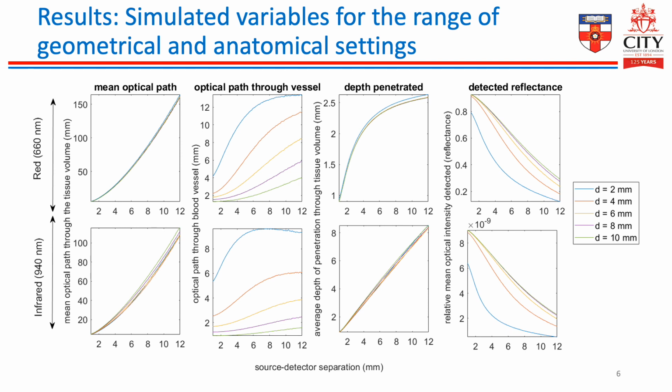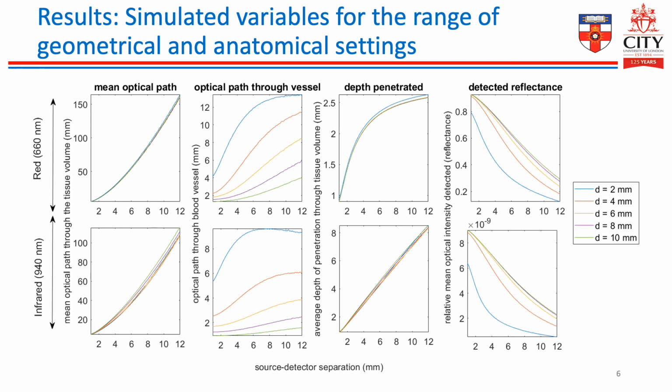The third column represents the penetration depth throughout the source detector separation. For 660 nanometer, we can see that the penetration depth initially increases and then it becomes sort of plateaued, whereas for 940 nanometer, it sharply increases with the increasing source detector separation.